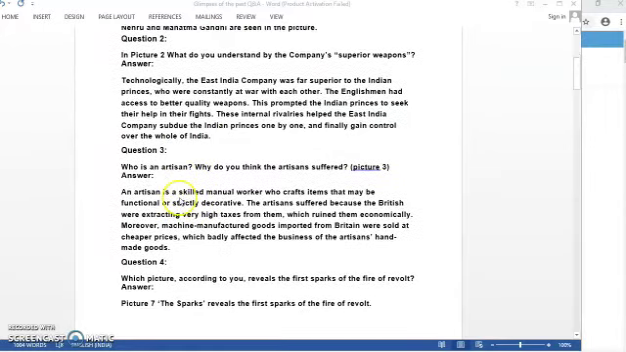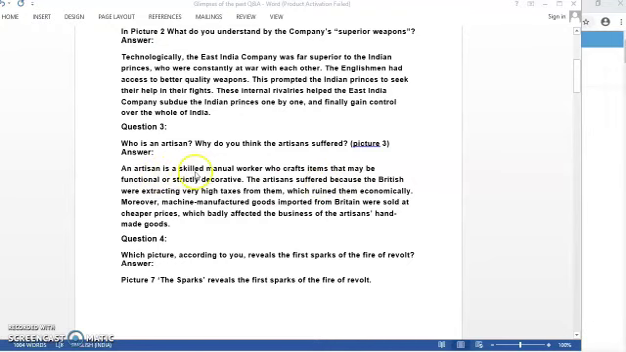Now, third question. Who is an artisan? What do you think the artisans suffered? An artisan is a skilled manual worker who crafts items that may be functional or strictly decorative. So, a person who works to make craft items, either decorative or of use for any other purpose, that person is called an artisan.